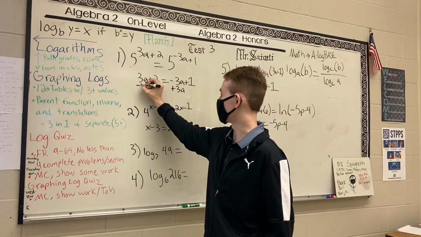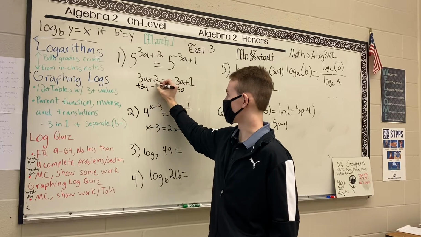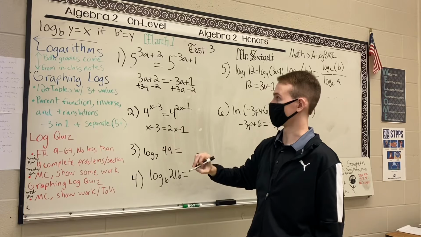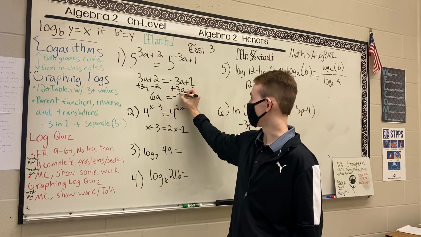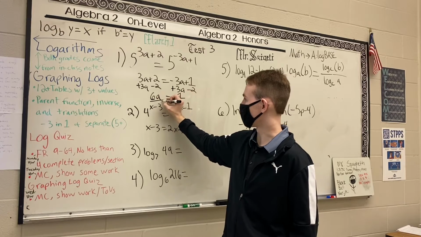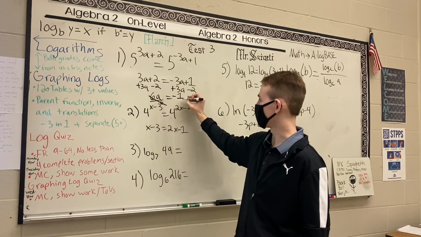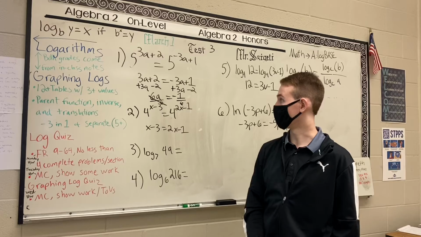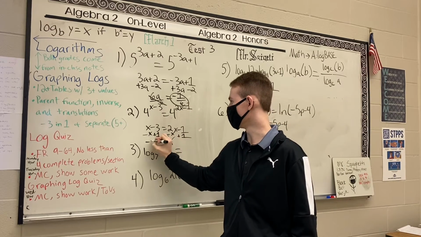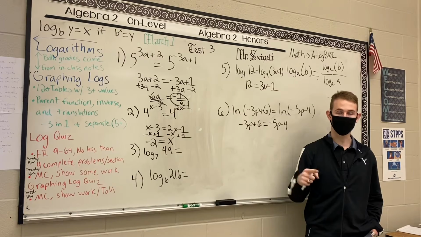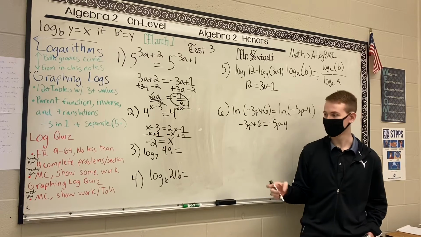Add my 3a to both sides, and I'm also taking away 2 from both sides. So I have now 6a is equal to negative 1, and then I'll divide by 6, cancel that out, and I have negative 1/6. 1x on this side is equal to negative 2. 7 to what power? Oh, 2. So that's the answer.